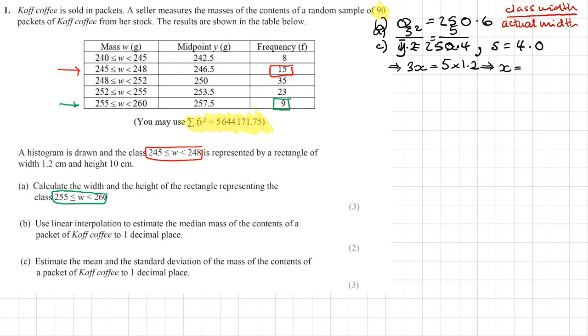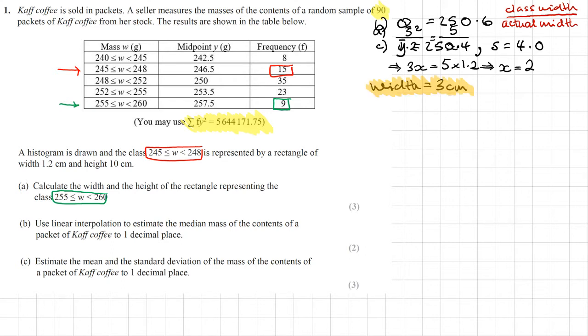From there I can easily find x. That's going to be 5 times 1.2, which gives me 6, and then divide that by 3. So I get 2. I can write down the width is 2 centimeters. Don't just leave it as 2, put the units: width equals 2 centimeters.